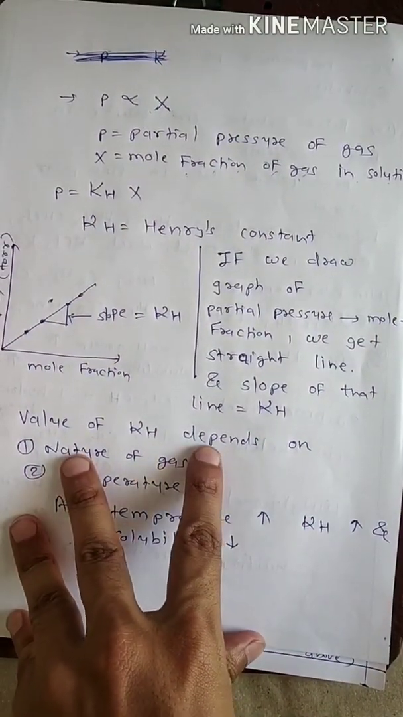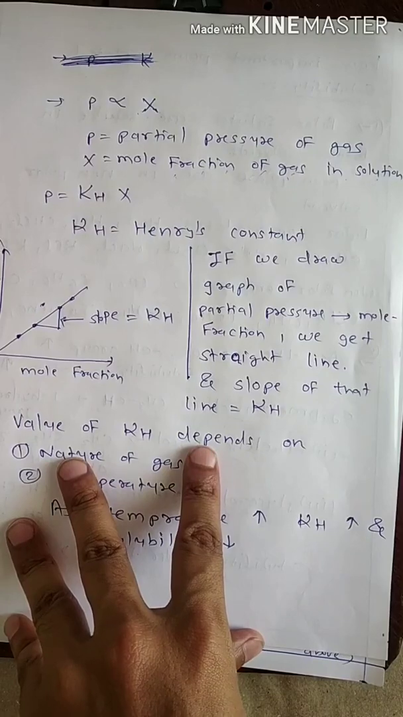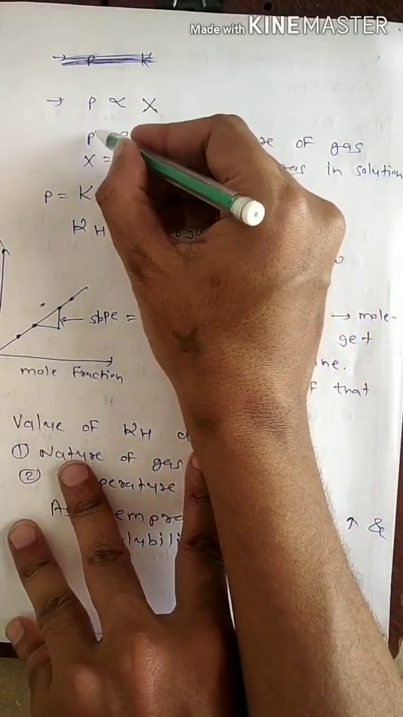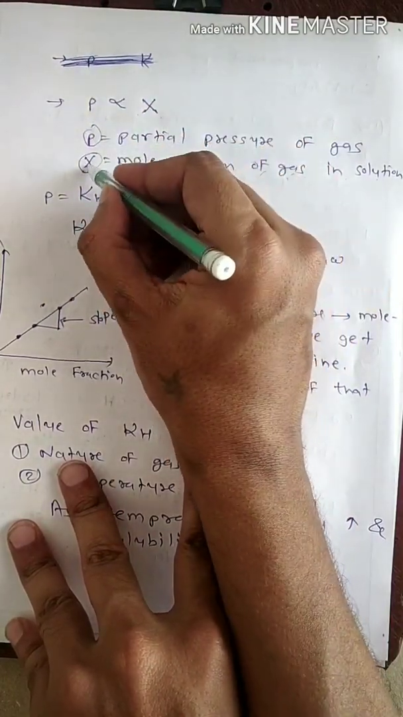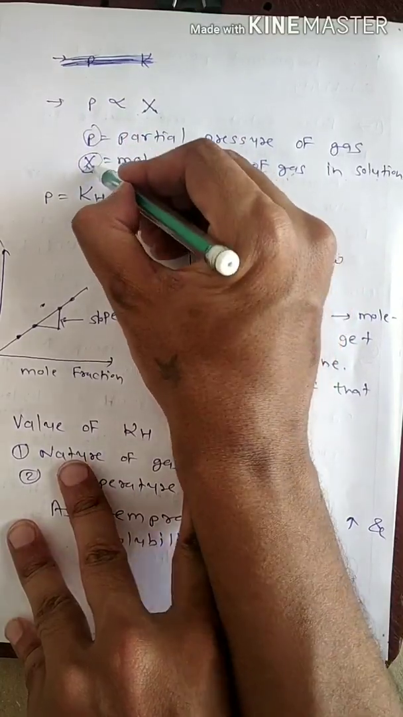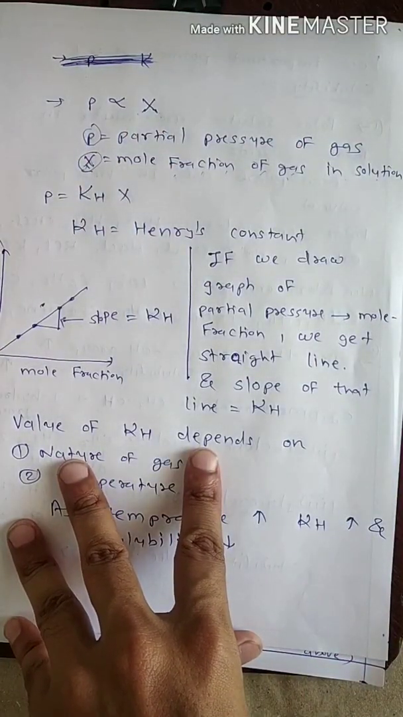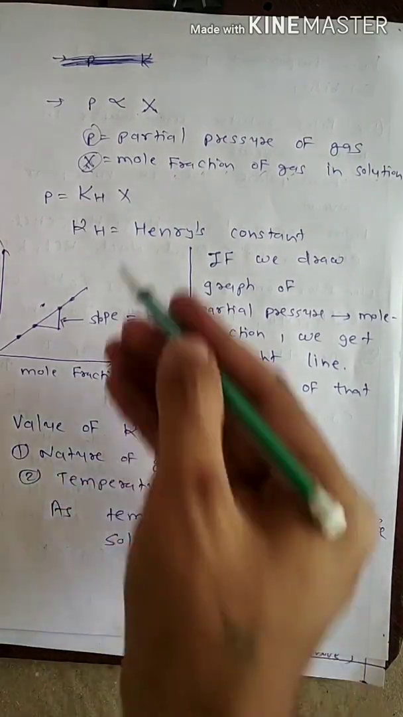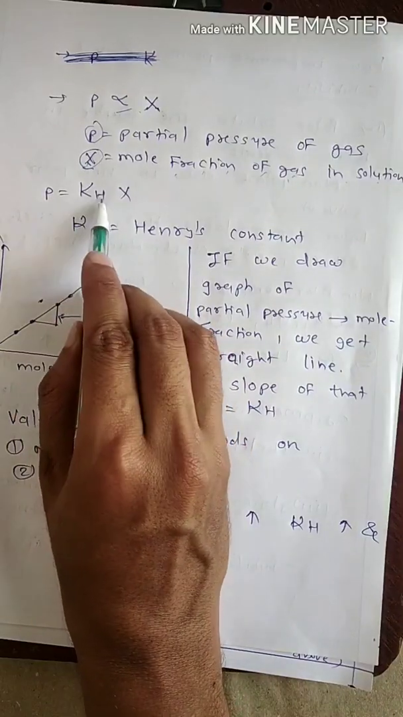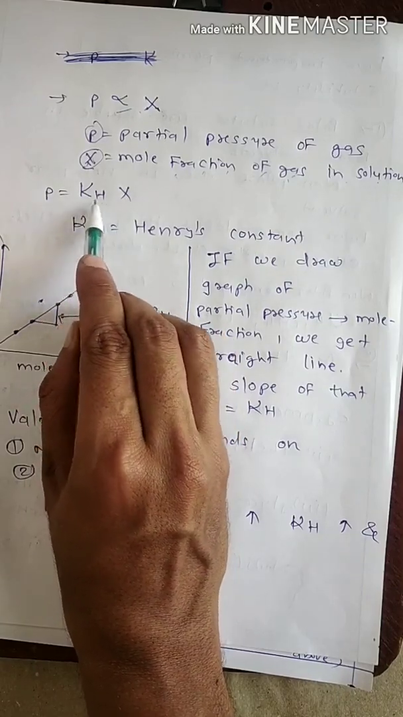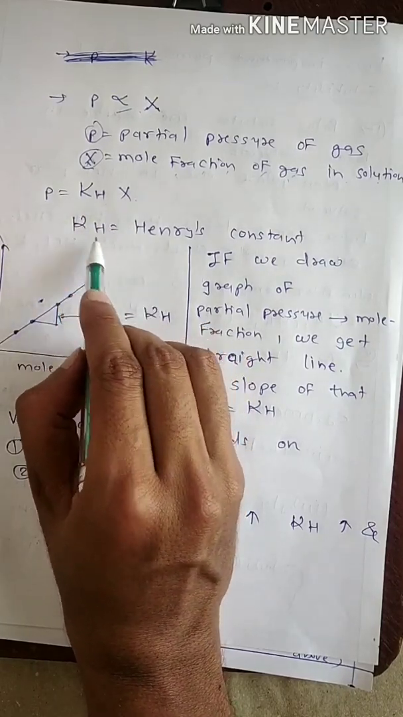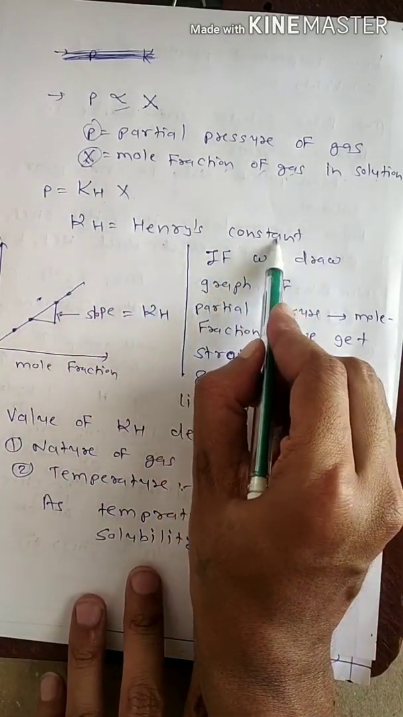And listen to me very carefully. Whenever you are attempting this question, mention what is p and what is x. P here is small and x is capital. What is p and what is x, that you have to mention, otherwise marks will be cut down. So you have to mention without forgetting what is p and what is x. Now if I remove this proportionality by putting some constant here, p is equal to kh x, where kh, this constant, is called Henry's constant.